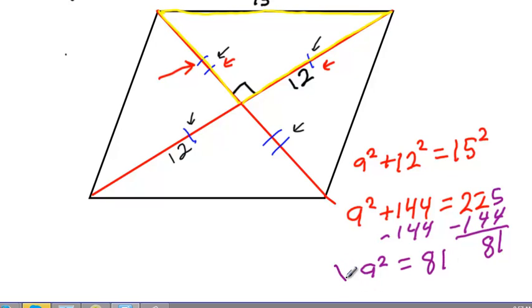And if we take the square root of both sides to get a by itself, that'll give me 9. So this is 9. And if that's 9, this has to be 9. So now we know that this diagonal is 12 plus 12, so that's 24. And this diagonal is 9 plus 9, which is 18.